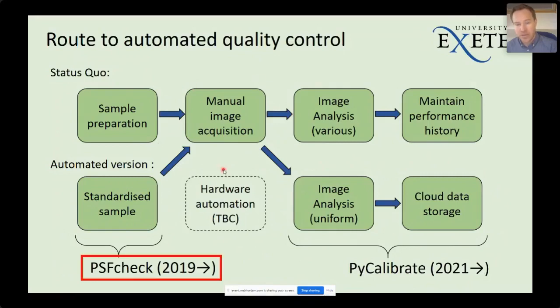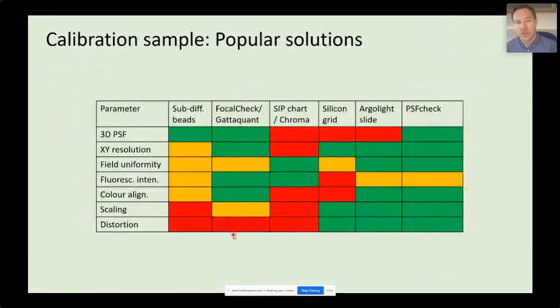So what are the parameters? I'll start by talking about PSFcheck. What are the parameters that we want to measure when we're looking to perform QC on our optical microscopes? Well, there's a list of different parameters down the left that tend to be the most popular. The PSF, we heard from Remas, for example, lateral resolution, field uniformity, so looking at possible vignetting, the absolute intensity, if we're looking at failures in our lasers, for example, color plane alignment from chromatic aberrations, scaling distortion.